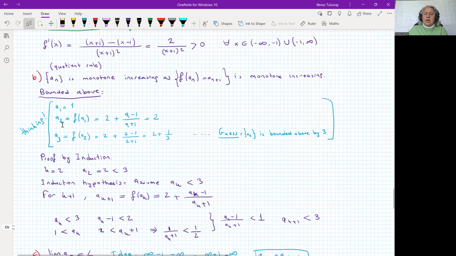a_1 is equal to 1. a_2 is f(a_1), that will be 2 plus (a_1 minus 1) over (a_1 plus 1). So this is basically 0, and I have only 2 left. a_3 will be f(a_2). This is 2 plus, now I am putting in 2 as a_2, so that will be 1 over 3. So this is 2 plus 1 over 3, so it is bigger than 2. So I'm going to use the guess of 3. My initial guess is that a_n is bounded above by 3.